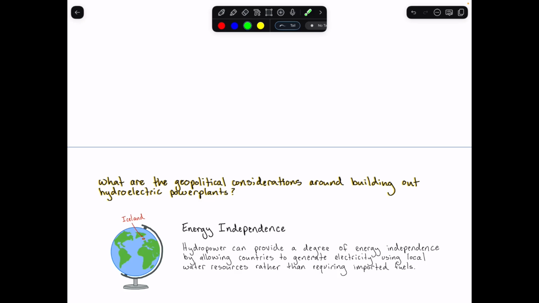Now, one of the cool examples is Iceland. According to the International Energy Agency, Iceland produces 68% of its electricity from hydropower, which is super cool. And the other 32% is from geothermal, which we mentioned back in our geothermal lecture. So from a power plant standpoint, Iceland is a very unique and interesting place.